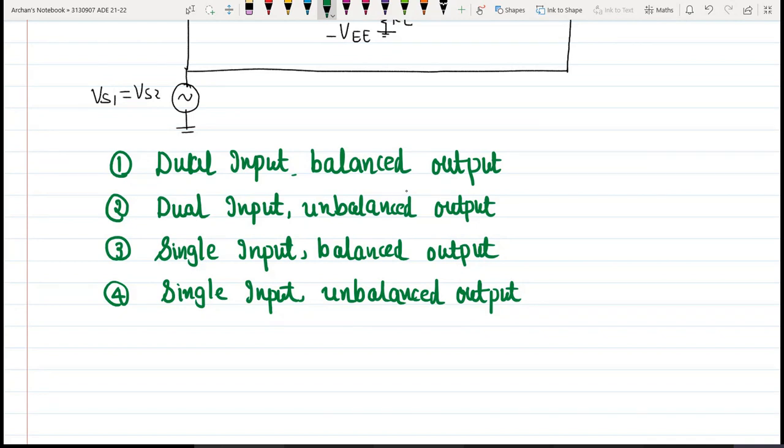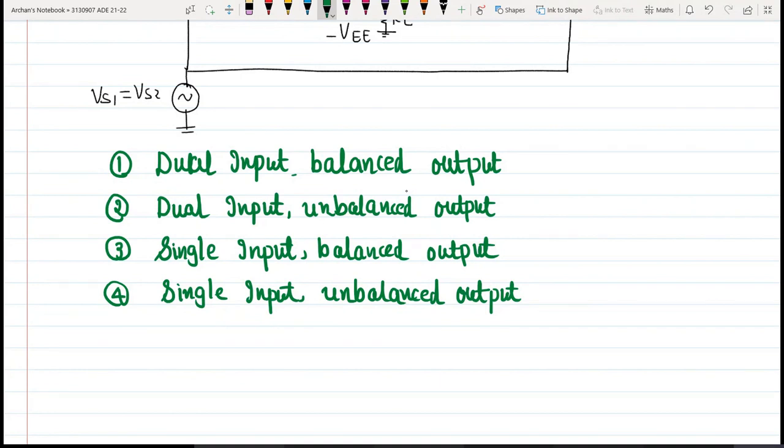If we take the output between the two collectors, it is called balanced output or double-ended output. If the output is taken between one collector with respect to ground, it is called unbalanced output or single-ended output. And if the signal is given to both the input terminals, it is called dual input, while if the signal is given to only one input terminal and the other terminal is grounded, it is called single input or single-ended input.